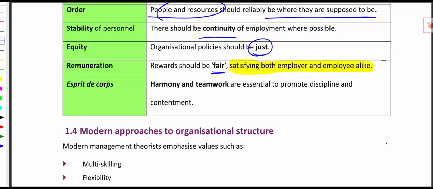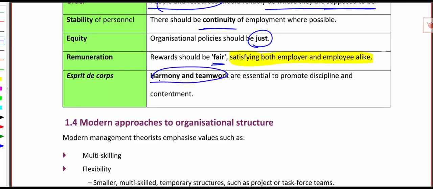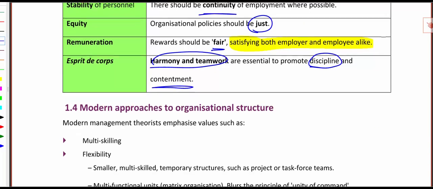Finally then, esprit de corps, just thinking about harmony and teamwork. Okay, so making sure that there's contentment there, but also, again, reiterating that idea of discipline. So making sure that there is a discipline undertone there. So that's the traditional hierarchy structure.